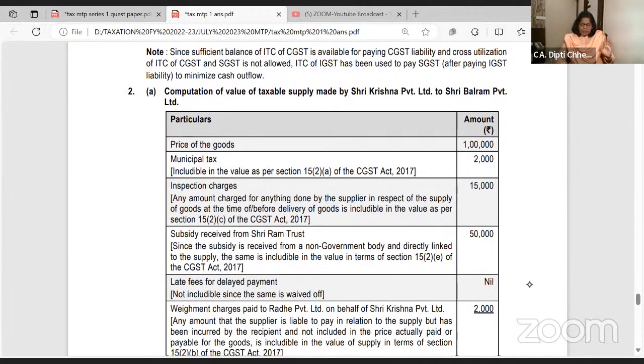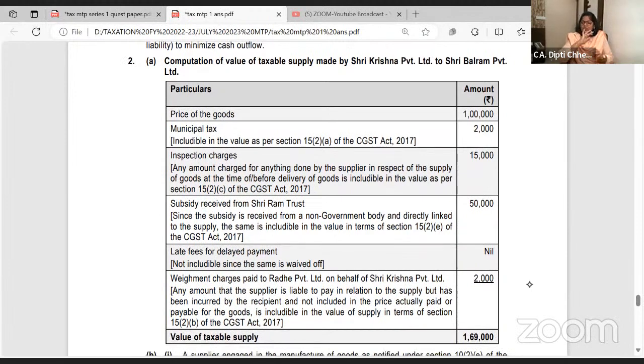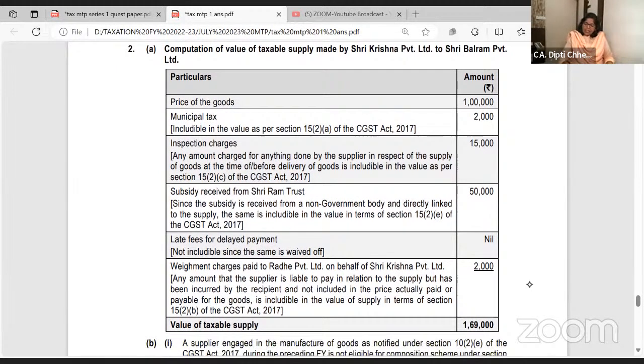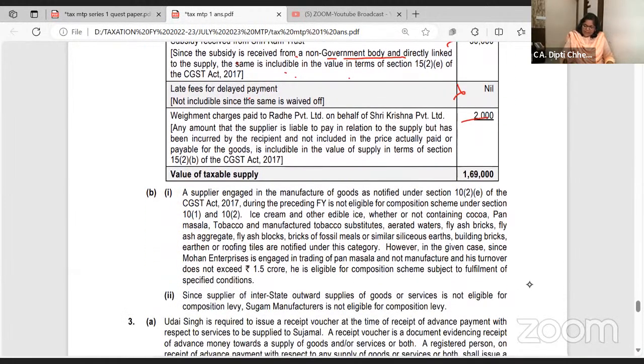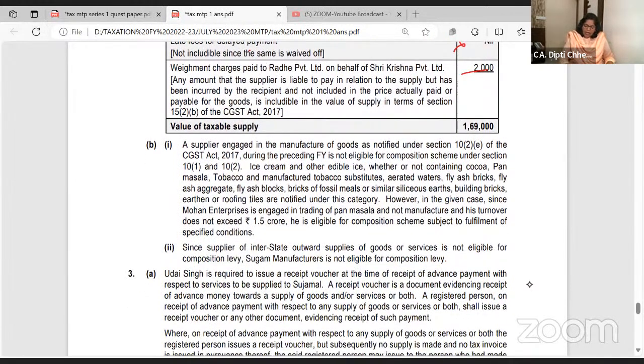Set off jaise maine abhi aapko bataya. Value of supply, there's no change. Those who are watching earlier videos also, 21, 22, koi change nahi hai. But isme value of supply mein, municipal tax, inspection charges, subsidy lena tha, because it's not from government. So if you receive subsidy from private trust and all, it is taxable. Late fee is to be waived off. That's not a part. Late fees is not a part of your value of supply. Baki sab cheezein correct thi, toh main discuss nahi kare. I'm highlighting the point. Haan. Now, can someone go for composition scheme if they are producing ice cream, tobacco, pan masala?